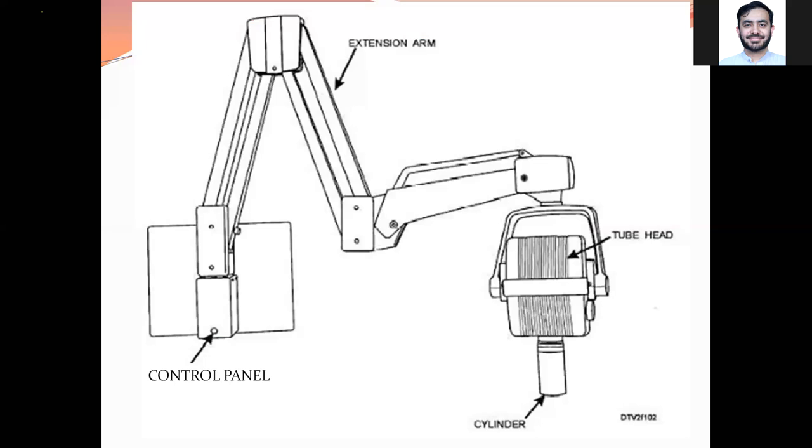Now, most of you must have seen this. This is what a typical X-ray machine looks like. This is a wall-mounted unit. You can see it has four portions. One is the control panel. This is the extension arm, which helps you to direct the tube head portion towards the direction or angle that you require. And this is the cylinder. This portion basically generates all of the X-rays. And this is just to help you around with the angulation and position of the tube head. Since this is the tube head, this is the portion which is going to be generating your X-rays. So let's go inside the tube head and see what it has.